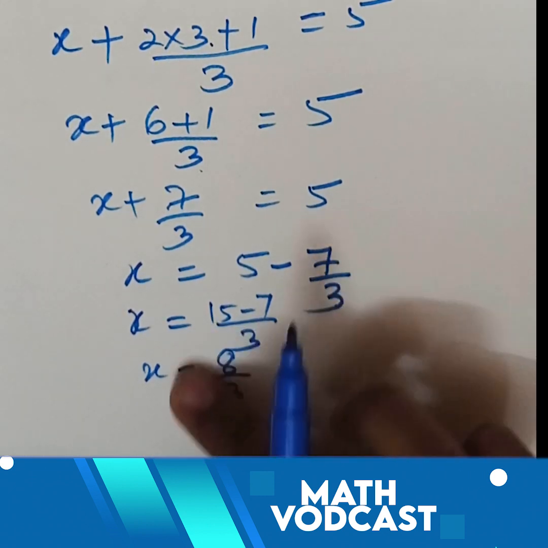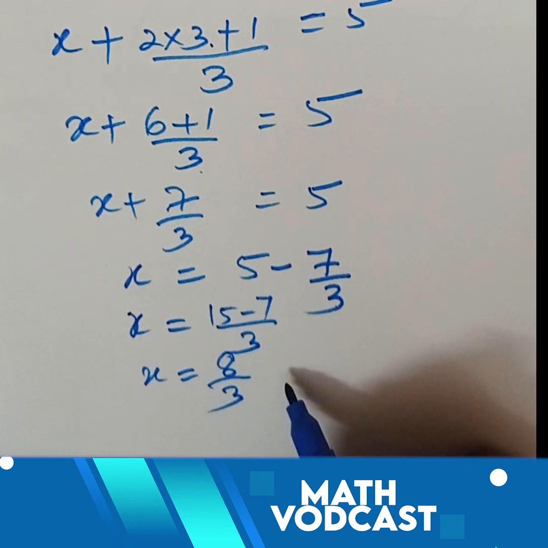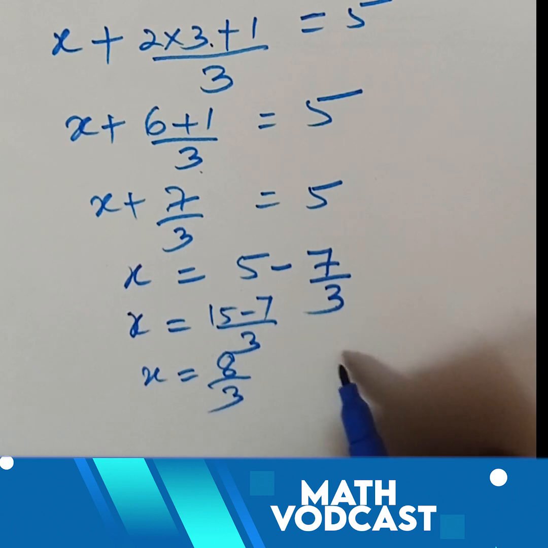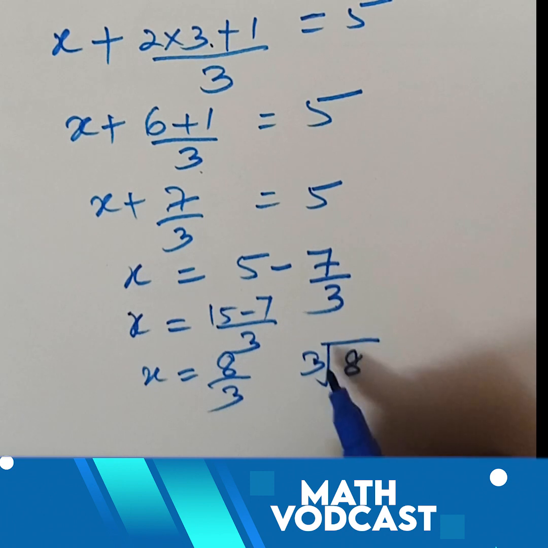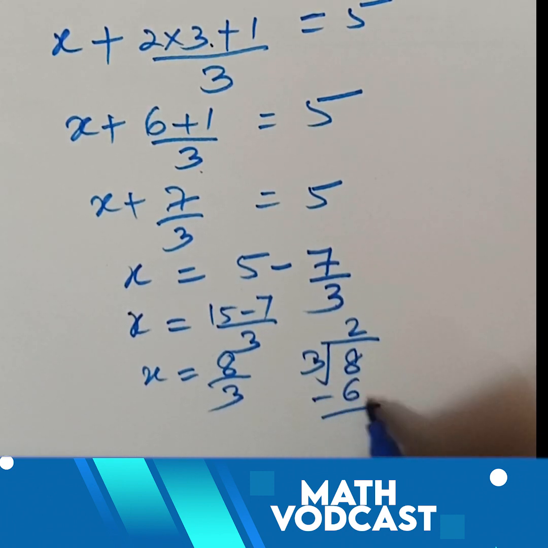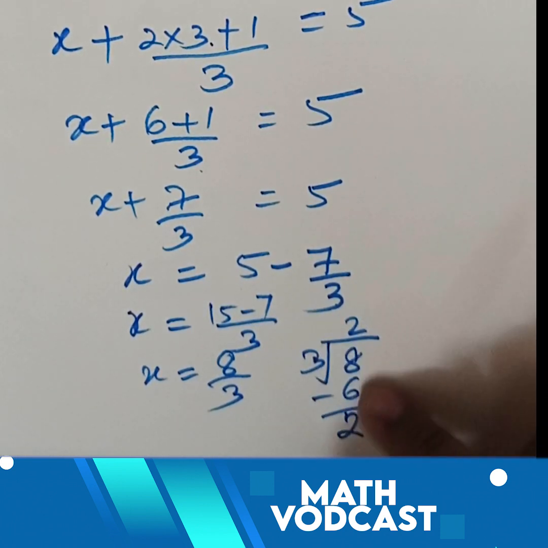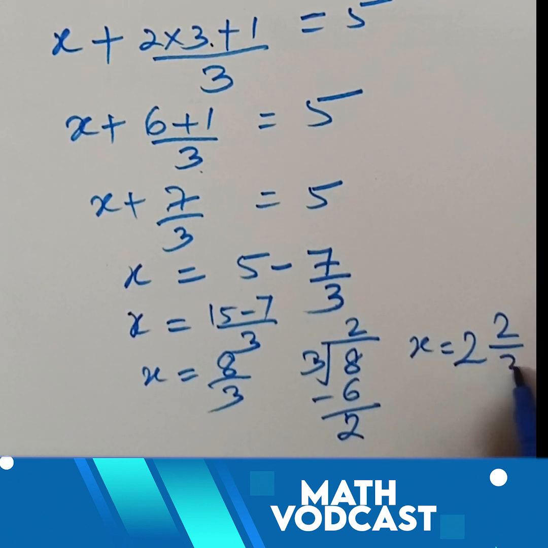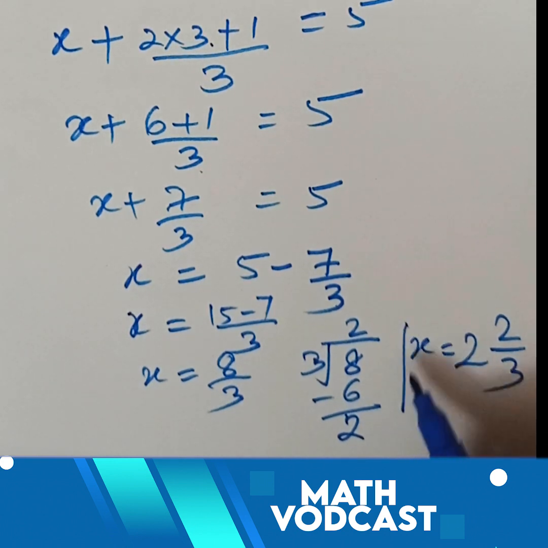Now since this is an improper fraction, we can convert it into a mixed fraction. How do we do this? I'll divide it and show. 3 1s are 3, 3 2s are 6, 3 3s are 9. So 3 2s are 6. What will I get? The 2. And this is how we convert it into a mixed fraction: x is equal to 2 2/3. Okay, this is the answer.